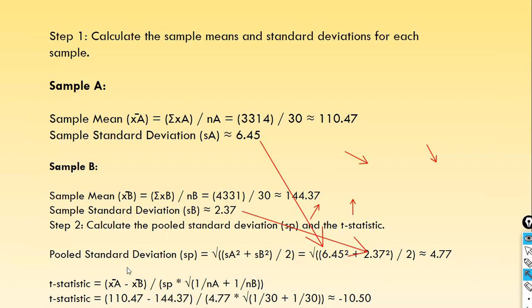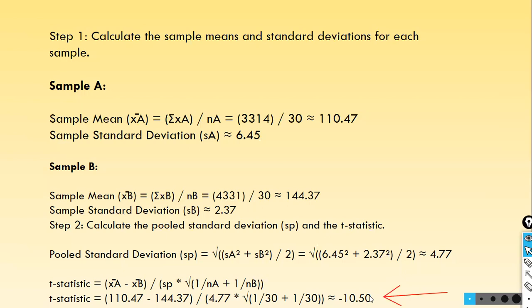And you plug all the values into the final formula. Then the SP value we already know: this is your SP value, 4.77, multiplied. Finally, you end up getting the test statistic value of negative 10.50. Negative 10.50. So now you need to compare the t-test statistic value with the critical value.